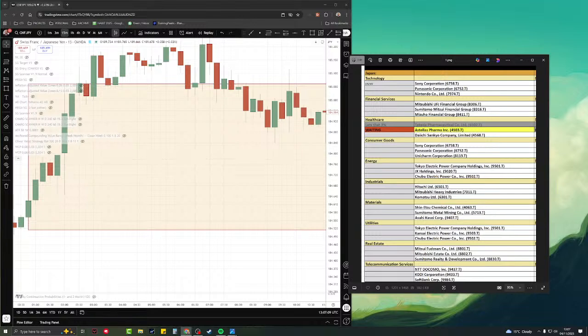All right, so we're going to look into stocks. In this case, I've got the list here from Japan. Some of them are repetitions. I can see Sony Corporation twice, in consumer goods and technology. So I'm going to see if I can find it on TradingView. This is not a preparation whatsoever. I'm just going for it straight away.